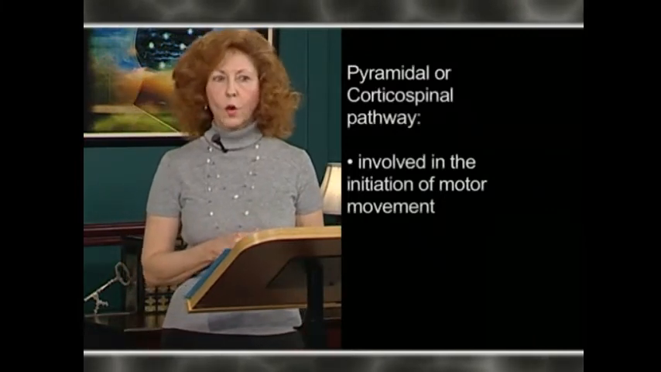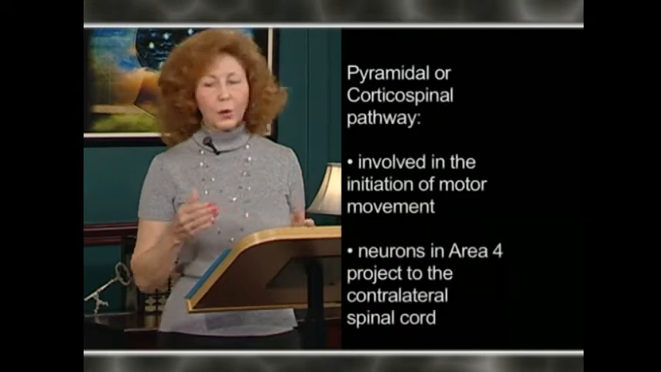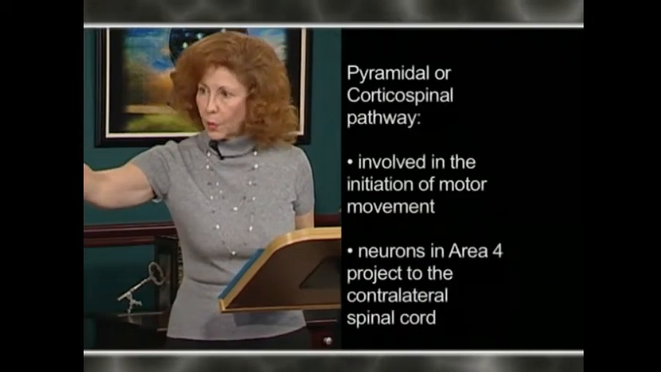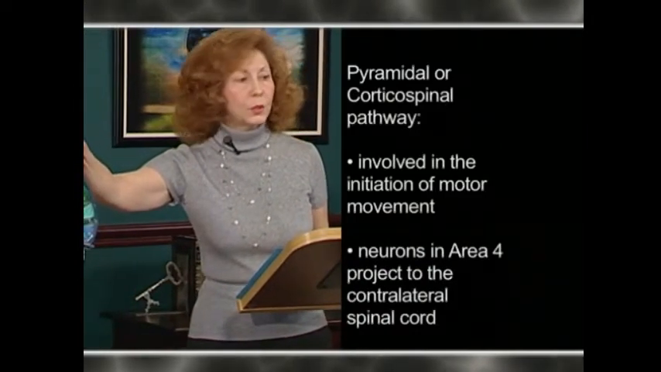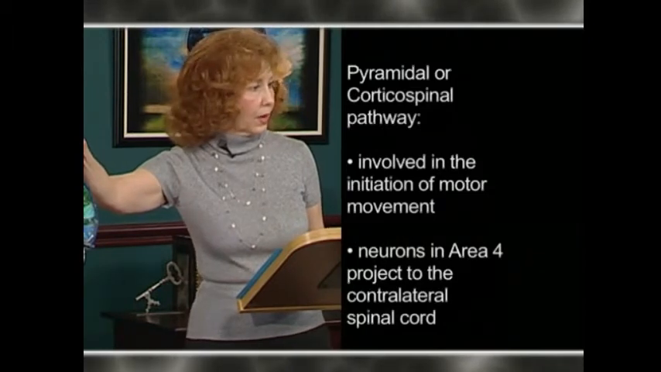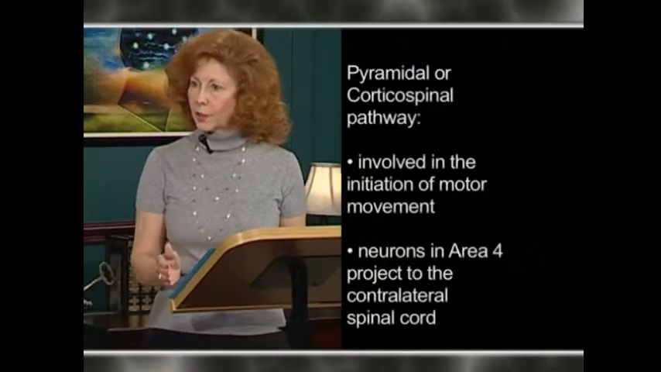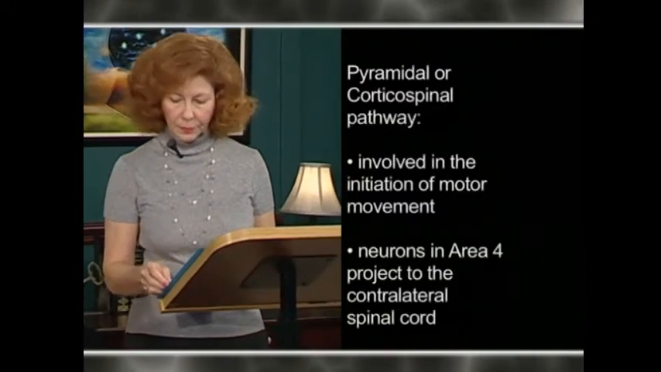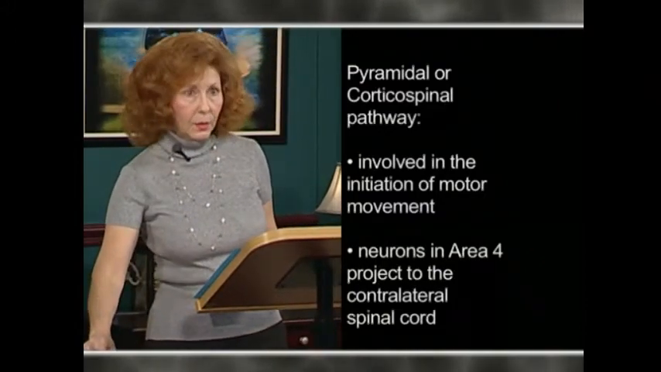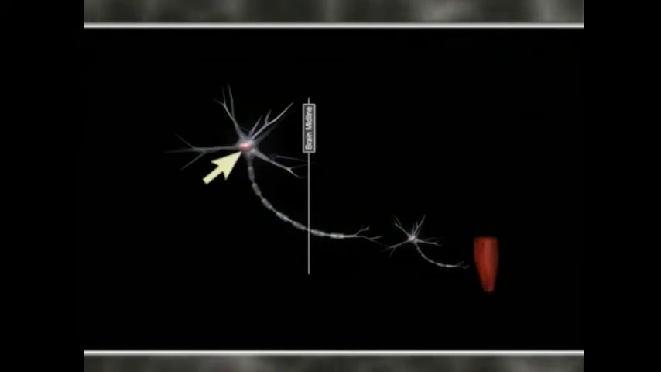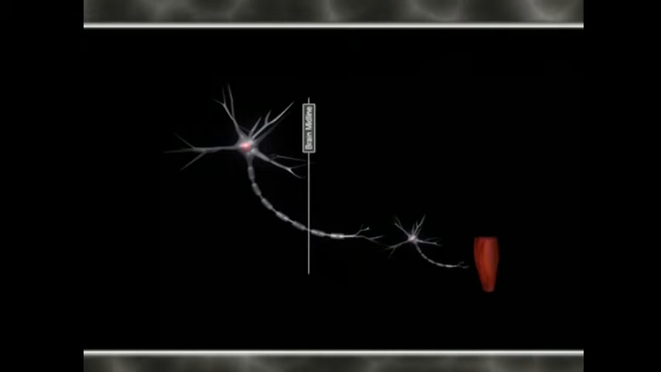It's called pyramidal because the neurons in area 4, if you remember, that give rise to the corticospinal pathway are shaped like little pyramids. And so that's where it got its original name, pyramidal. Now, the pyramidal neurons are going to give rise to the corticospinal pathway. And the corticospinal pathway, you've seen this picture many times.